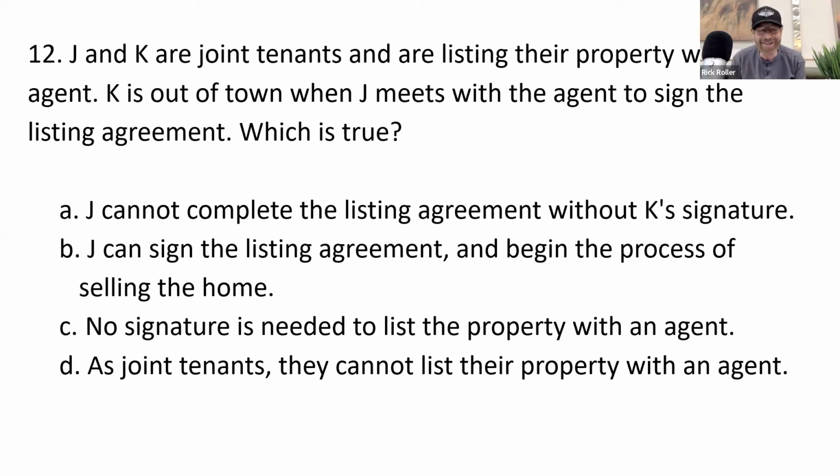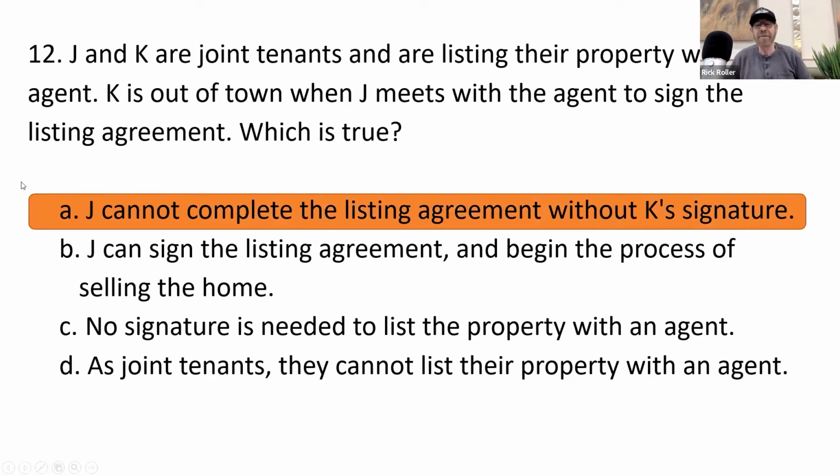No, that's not true. As joint tenants, they cannot list their property with an agent. That's foolish. Of course they can. So the correct answer to number 12 is A. J cannot complete the listing agreement without K's signature. Nine owners, nine signatures. Two owners, in this case, you need both signatures.